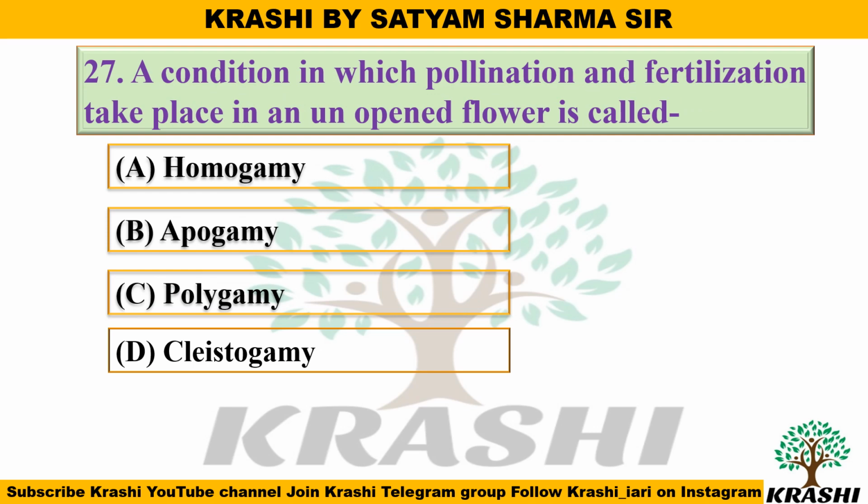A condition in which pollination and fertilization take place in an unopened flower is known as cleistogamy. There is also a condition called chasmogamy, where the flower opens after which pollination and fertilization occur.